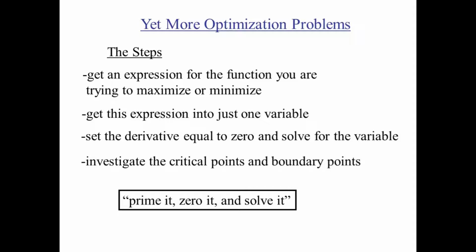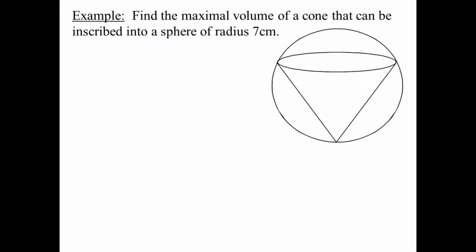Yet more optimization problems. A couple more for you here today. Consider a sphere. We want to find the maximum volume of a cone inscribed into that sphere. Take a look. There's the cone, there's the sphere. We want to maximize the volume of this cone, which is inscribed inside the sphere of radius 7 centimeters. The sphere has radius 7.